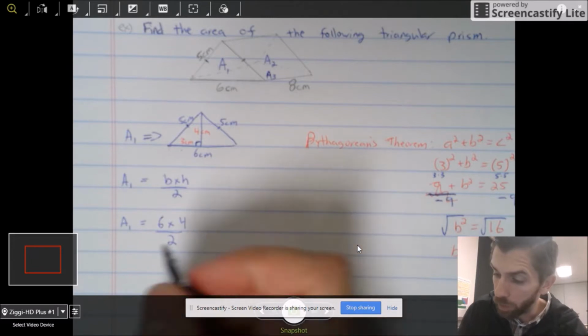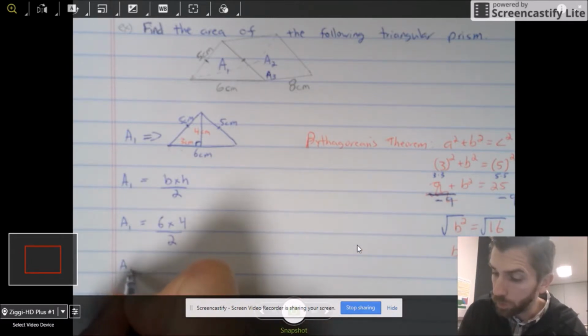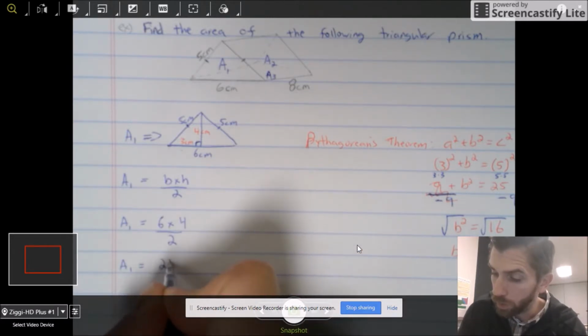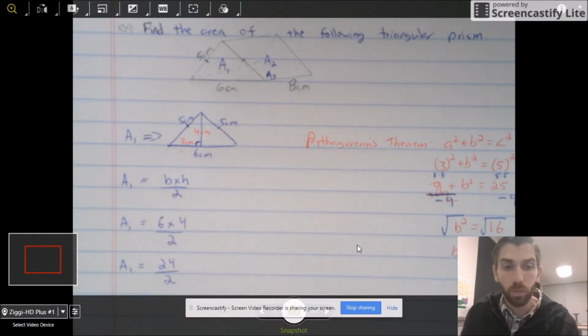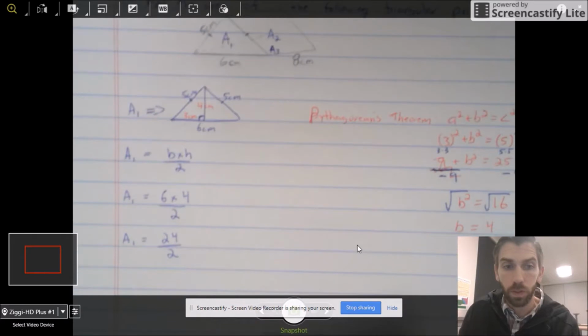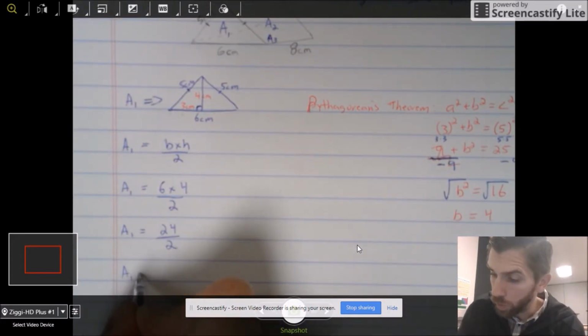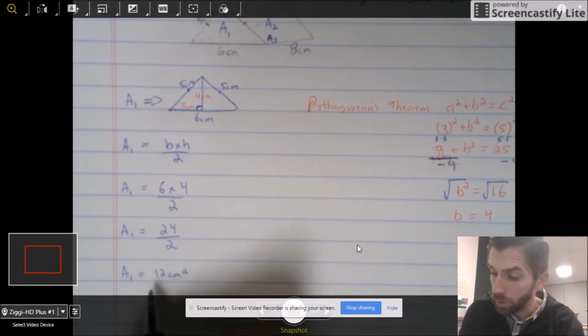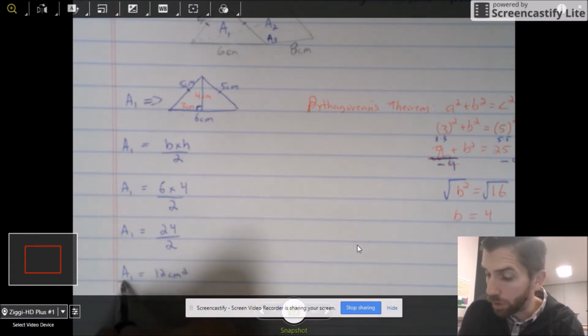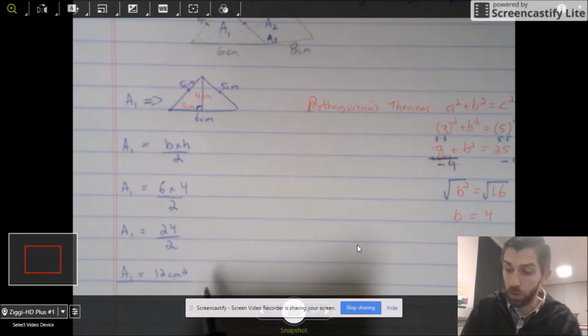Okay, so my A1 is going to equal 24. 6 times 4 is 24. And then I'll divide that by 2. Slide this up a little bit. So my A1 equals 12 centimeters squared. Make sure you have your units. Remember, that's just part of what we're doing. That just gives me the triangle.